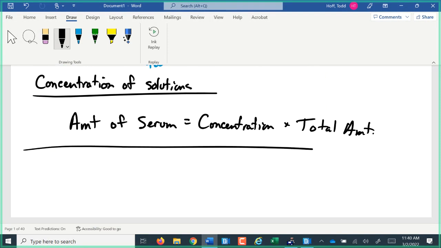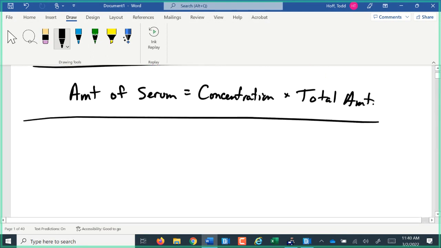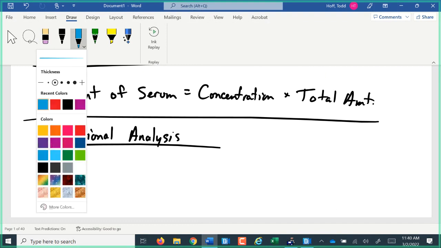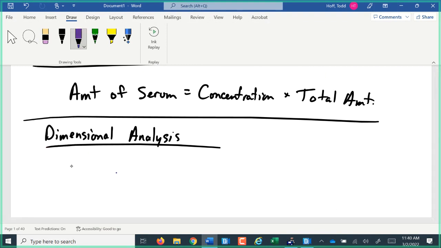Then the last very important concept that's really going to be our overarching theme for this unit is dimensional analysis. For Unit 2, we did the dimensional analysis as a measurement conversion. If I told you that we were going to give 4 teaspoons of medication, and I want to know how many milliliters those are.